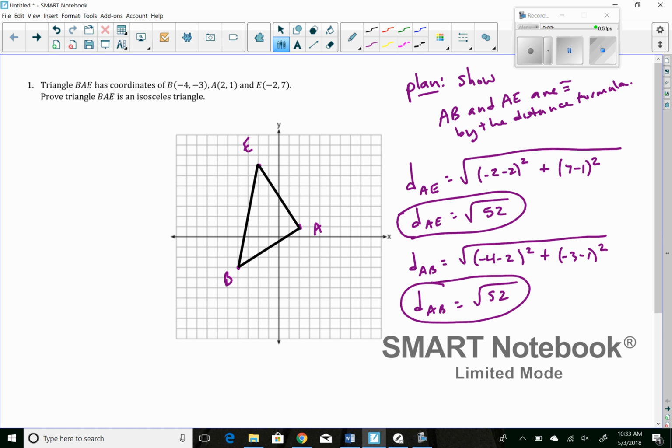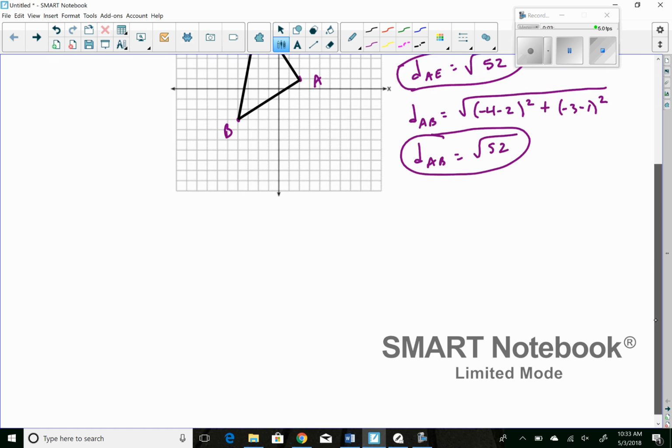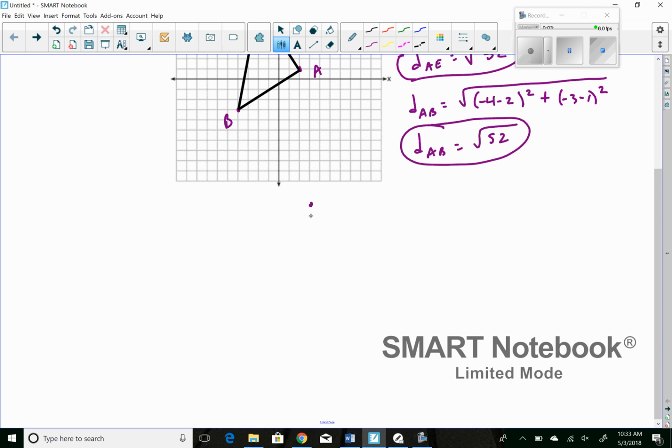So then I have to write my conclusion sentence. So now I can say, therefore, triangle ABE is isosceles because AB is congruent to AE.